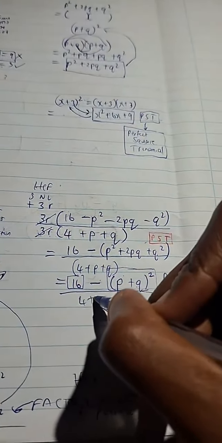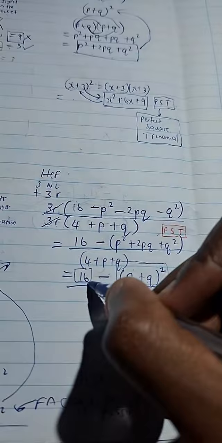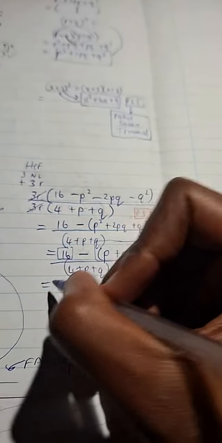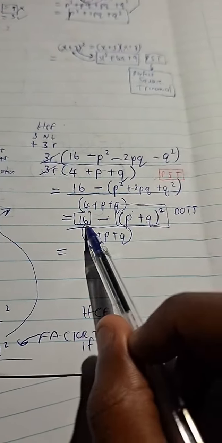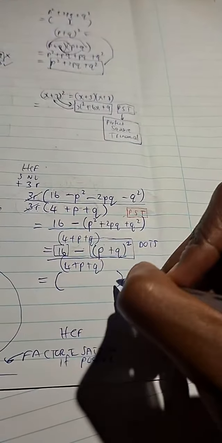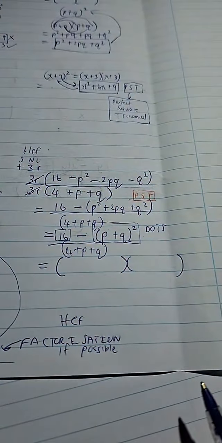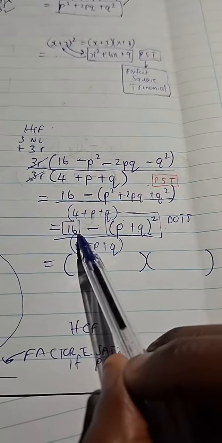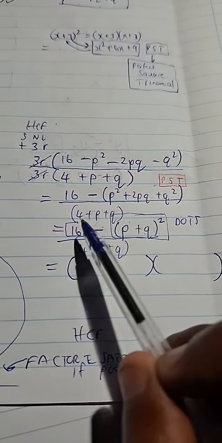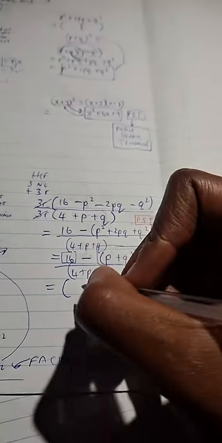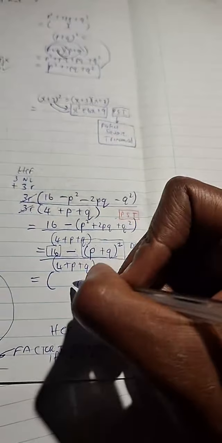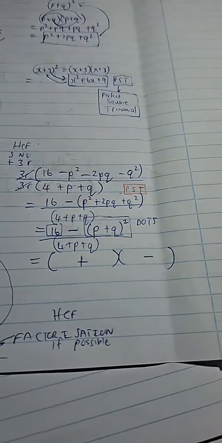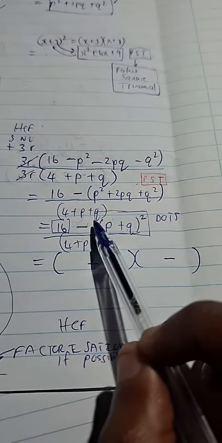Remember, this is all over 4 plus p plus q. Look at me apply difference of two squares factorization to the numerator. Now, what is this? It is 16. So what I'm going to do, I'm going to open two big brackets. The square root of 16. So remember, for difference of two squares, we put a plus and a minus sign. That's the first thing.